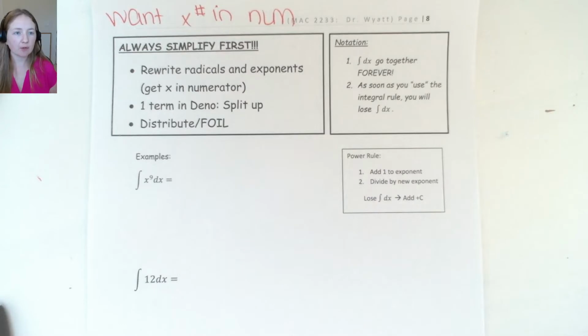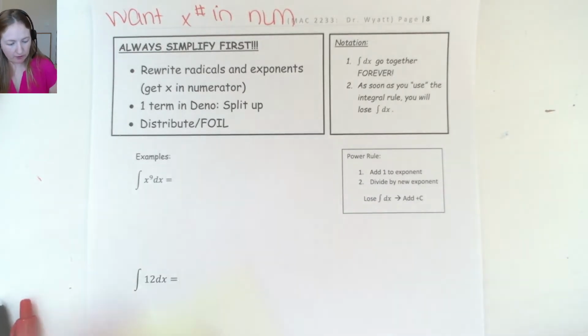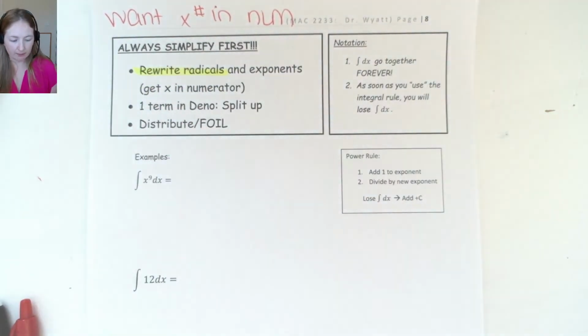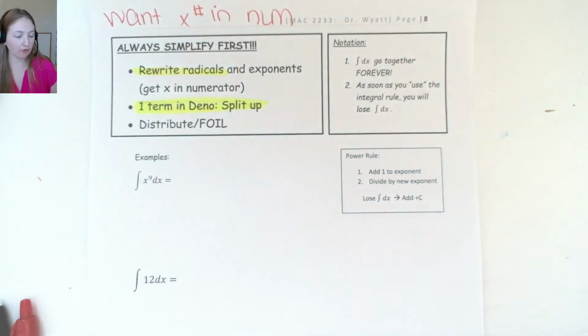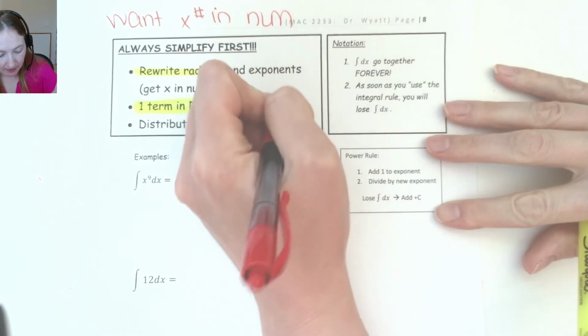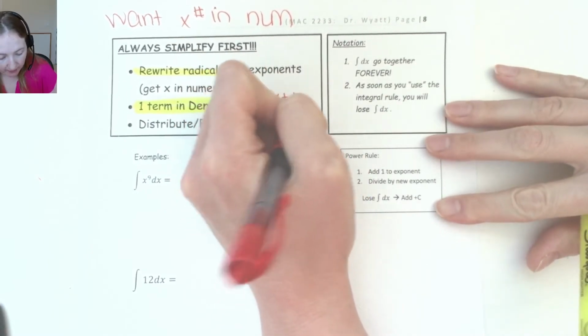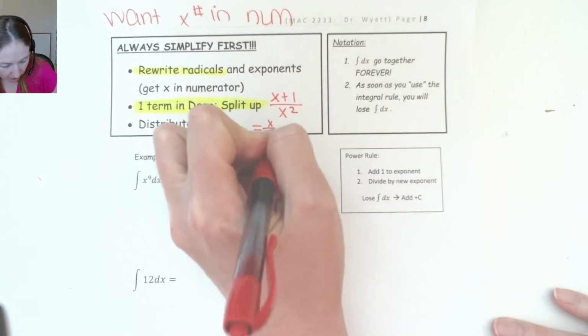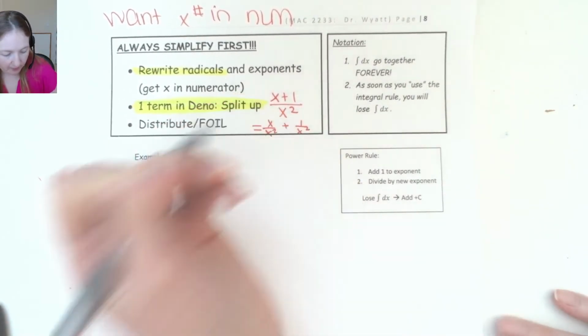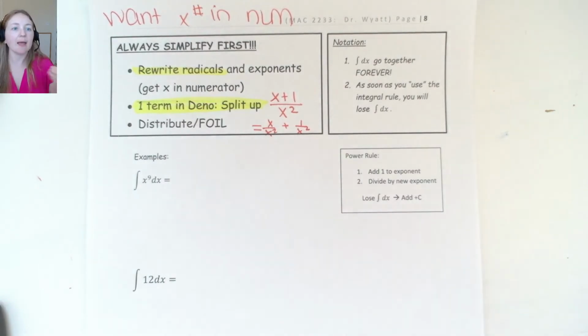And you'll also remember our common tricks for getting that x to a number in the numerator was to rewrite radicals and exponents as appropriate, basically to get them into the numerator. And then one common thing that we had was that if there was one term in the denominator, then we would split that up. So for example, you might remember if it was x plus 1 over x squared, before we had the quotient rule, what we would do is split that into x over x squared plus 1 over x squared, and then simplify from there, and then take the derivative.